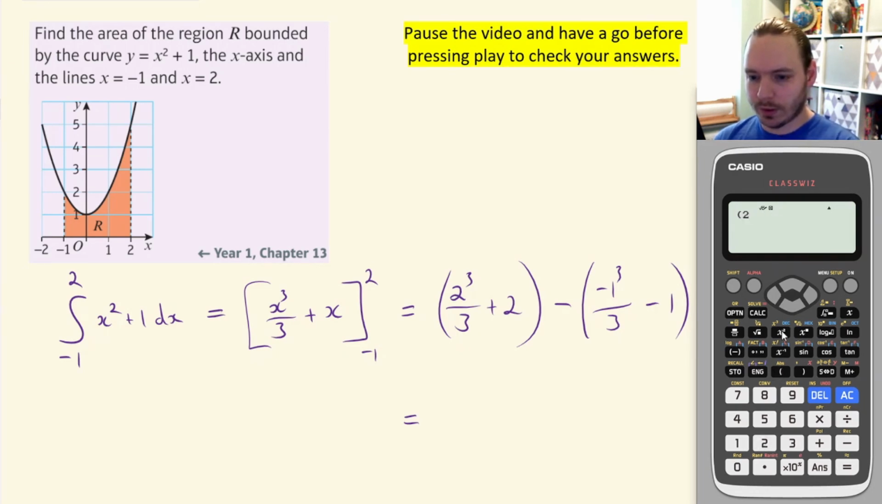And again, this is the point where we bring our calculator in and we just plug all of that in. So 2 cubed over 3 plus 2, take away -1 cubed over 3, take away 1. And I press equals and I get 6. And that equals 6. We don't have any particular units. The textbook specifies this as 6 units. You don't actually need the word units in there, but it's taking up 6 of those square units on the grid.